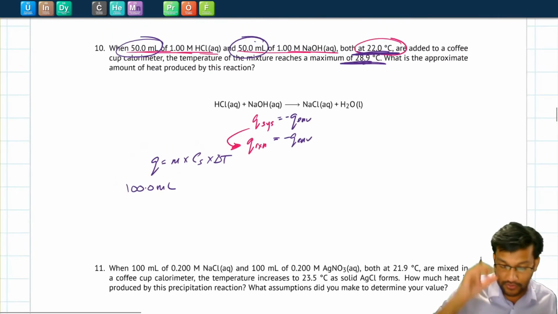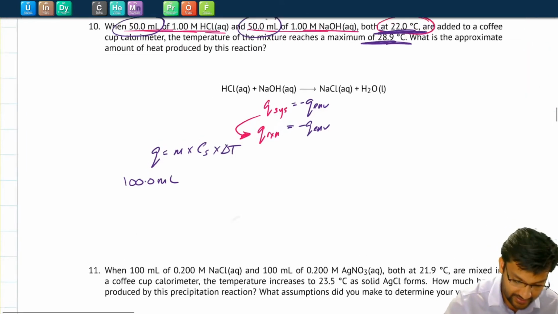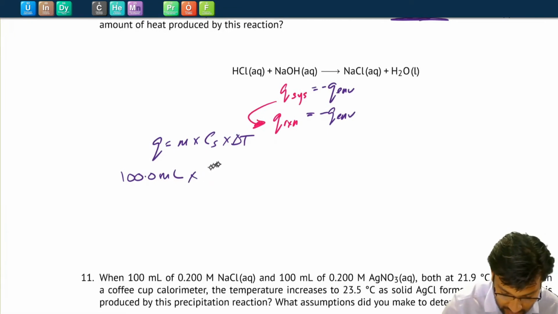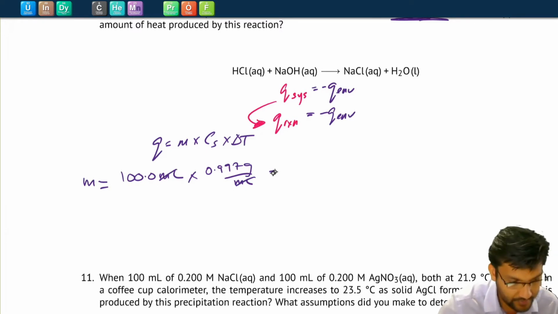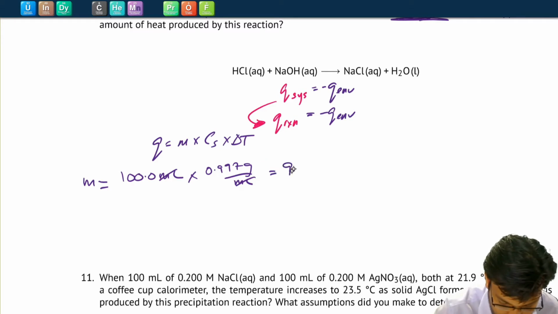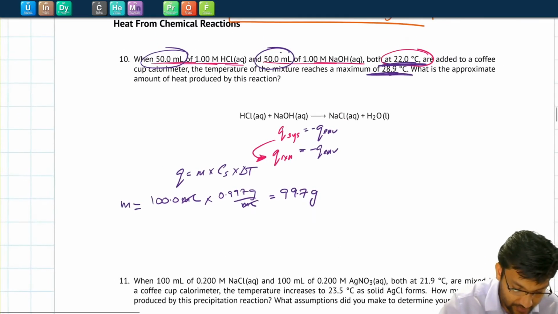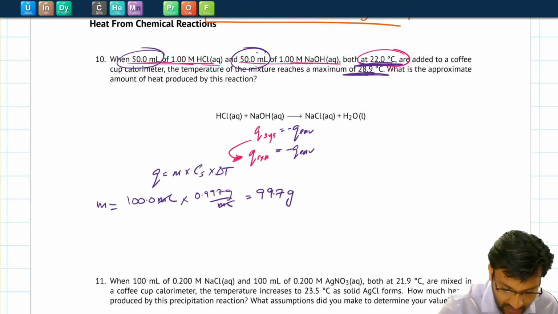And we're going to assume that the solution has the same density as water, just to make our calculations easy. And so the density of water is 0.997 grams per milliliter. So the mass of this setup is just going to be 99.7 grams. So using that and making the assumption that it has the same density as water, we can find the mass of the solution.